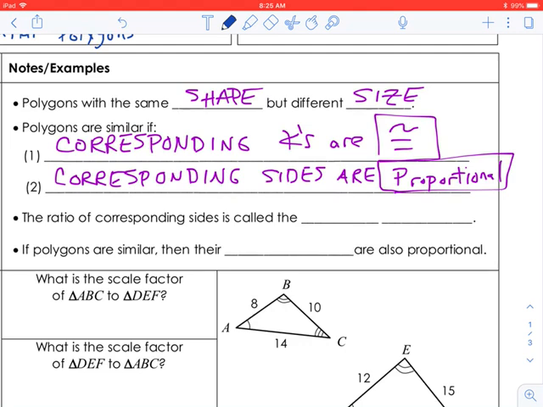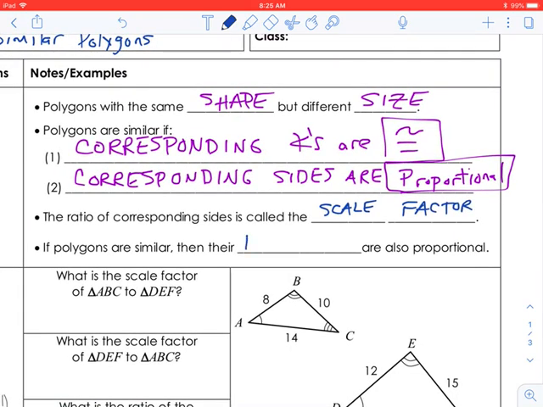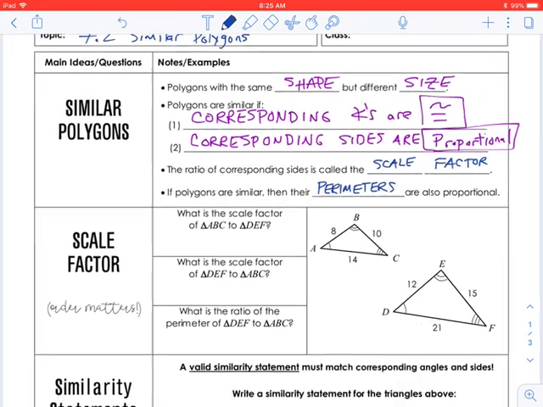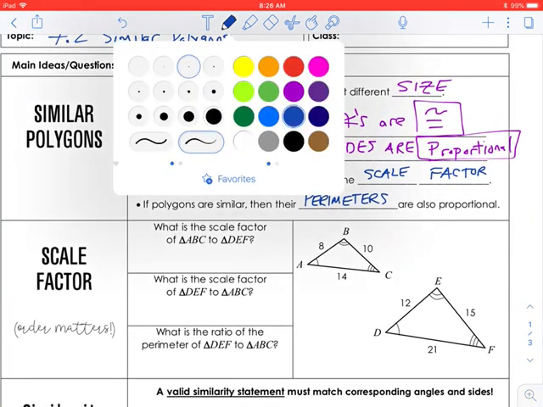The ratio, so the fraction of corresponding sides, is called the scale factor. So no matter what two sides you compare, they should be the same scale factor once you simplify. And then finally, if polygons are similar, then their perimeters are also proportional.